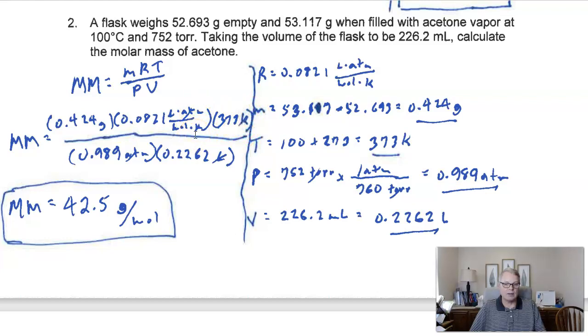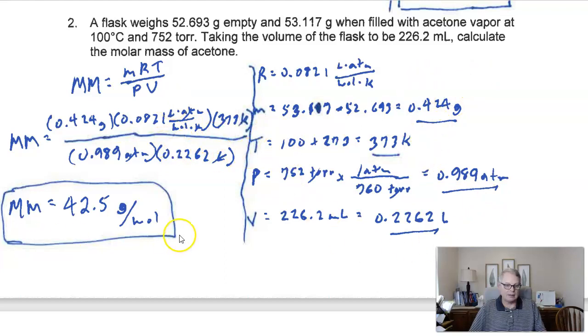Those cancel as well. So the only units I have left are grams up here and a 1 over moles here. So my units for my molar mass are going to be what? Grams per mole. See? That's why the units are there where they are.